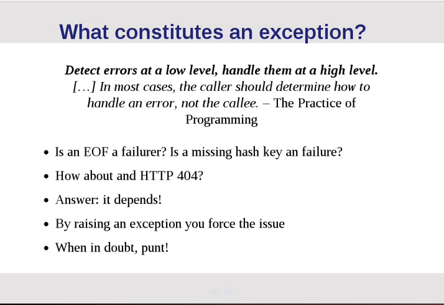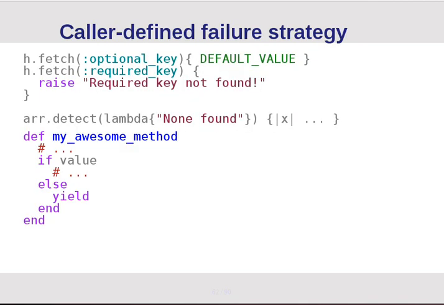If there's any doubt about whether the condition is truly exceptional, I say punt. And what I mean by that is, if you can, use a caller-defined failure strategy. A great example of this is the fetch method in Ruby. Fetch is implemented by Hash and by Array and by some other standard collection classes in Ruby.